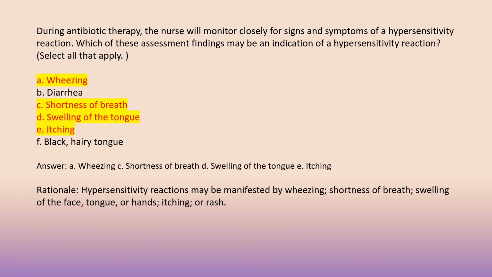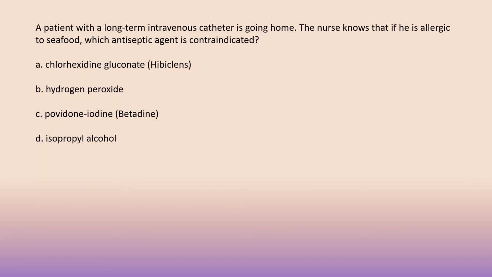Answer: A. Wheezing, C. Shortness of breath, D. Swelling of the tongue, E. Itching. Rationale: hypersensitivity reactions may be manifested by wheezing, shortness of breath, swelling of the face, tongue, or hands, itching, or rash. A patient with a long-term intravenous catheter is going home.